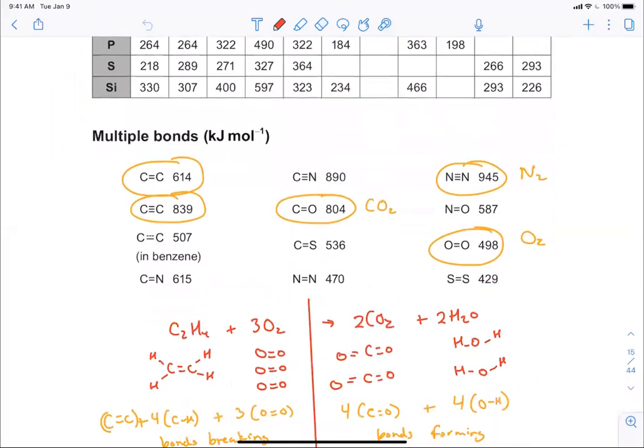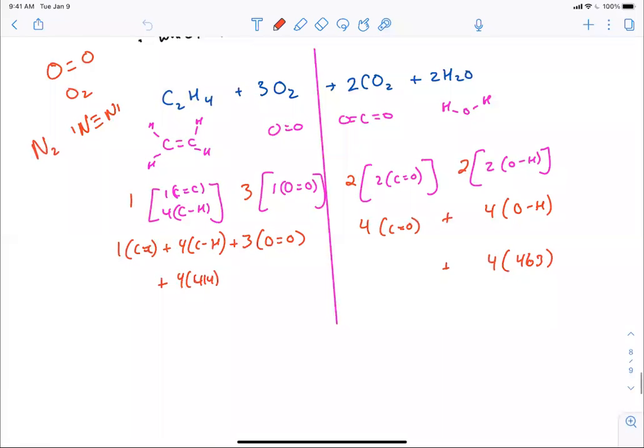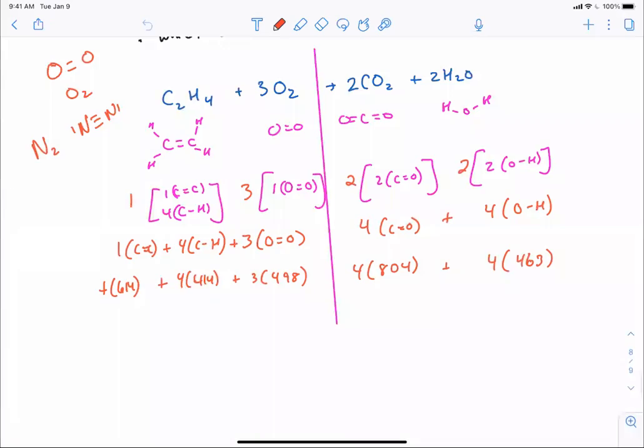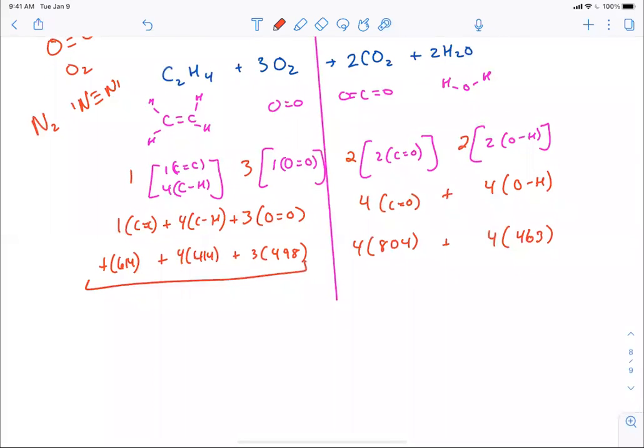Double bonds and triple bonds are down at the bottom. So there's a 614 for a C to C double bond, 498 for an O to O double bond, and then 804 for C double bond O. Okay, so 614, 804, 498. Which one did I get wrong? 804, oh, I did get it right.